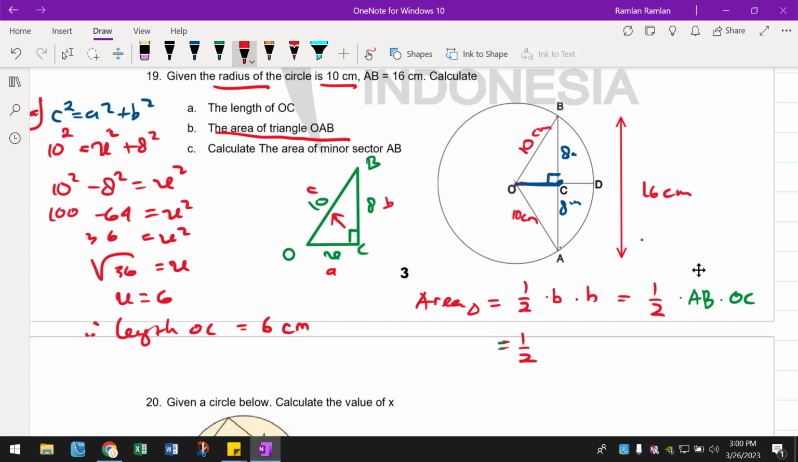The AB is 16, and then multiply by the H, which we already found out is 6, so times it with 6, and then we can cancel this, becomes 8. 8 times 6 is equal to 48, so that'll be 48 centimeters squared.